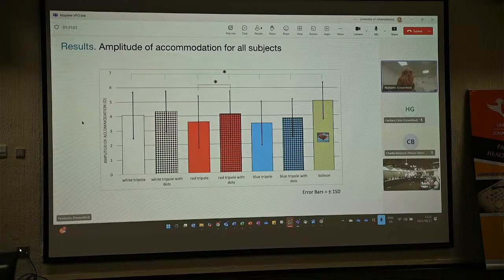Indeed, it was 19 because one of them could not accommodate well. These are the standard deviations, which are quite large because the range of ages between subjects ranged from 18 to 40, so they have different accommodation. But we can see here the bar for the white tripole, and this is the white tripole with dots, the red with dots, the blue with dots, and the balloon.